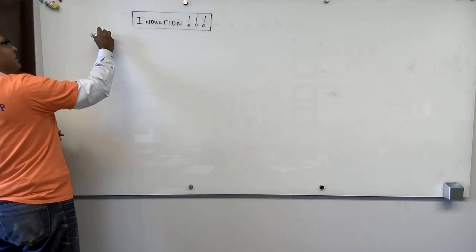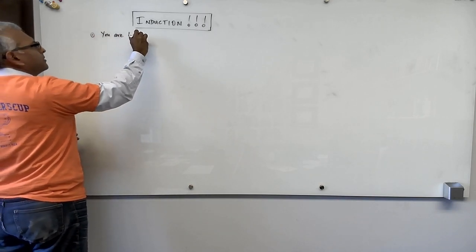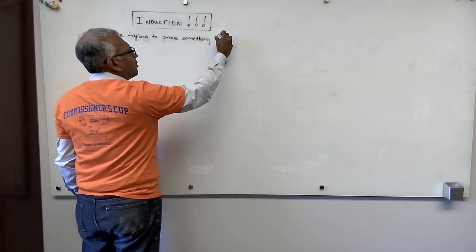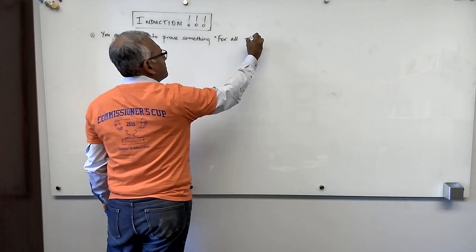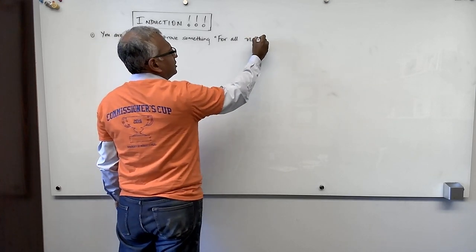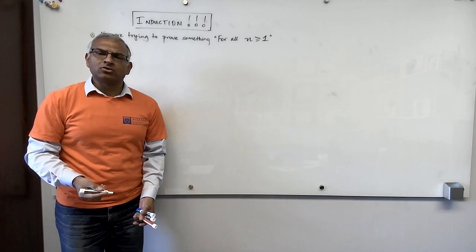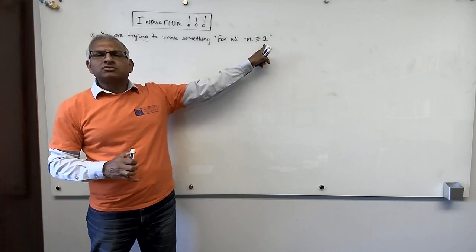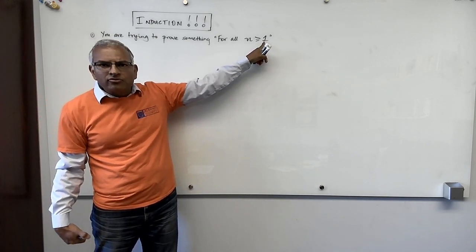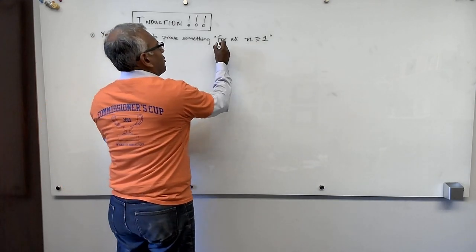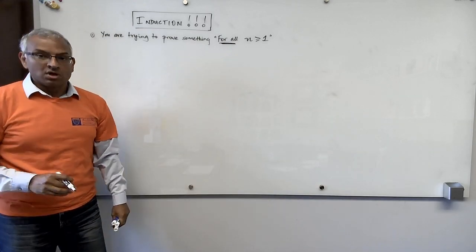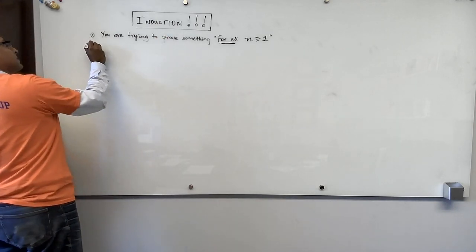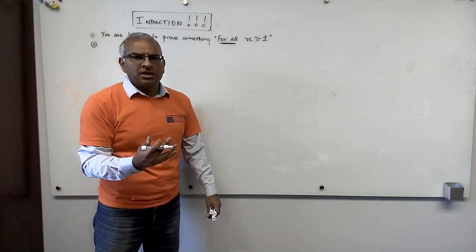Okay, so you're trying to prove something for all n. Let's say greater than or equal to 1. It could be 24, greater than or equal to 24, greater than or equal to 1, greater than or equal to 10. What you're trying to make it for in terms of the lower bound for n is not so important. The important part is you're trying to make it for all n. Greater than or equal to 1 is the typical type of induction.